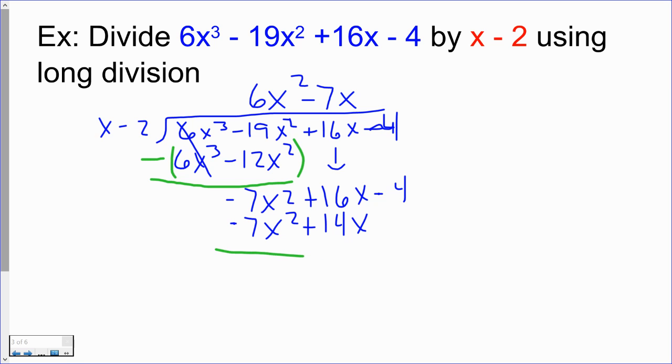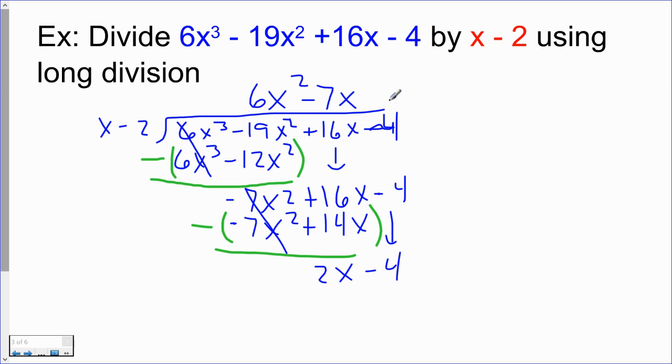And then now I'll subtract. So minus, and then this whole thing. So negative 7 minus a negative 7, that's really negative 7 plus 7. X squareds cancel. 16 minus 14, that'll give me 2x. And then bring down this minus 4.